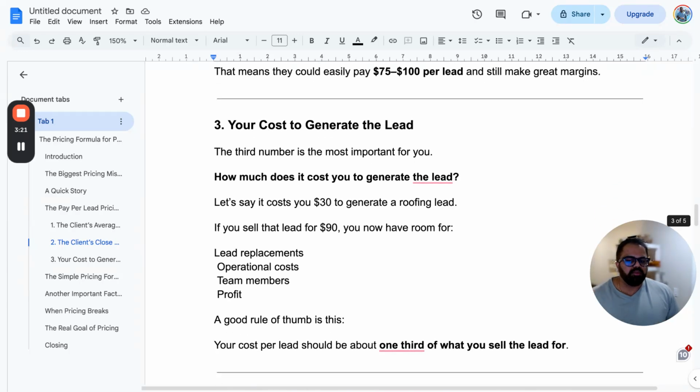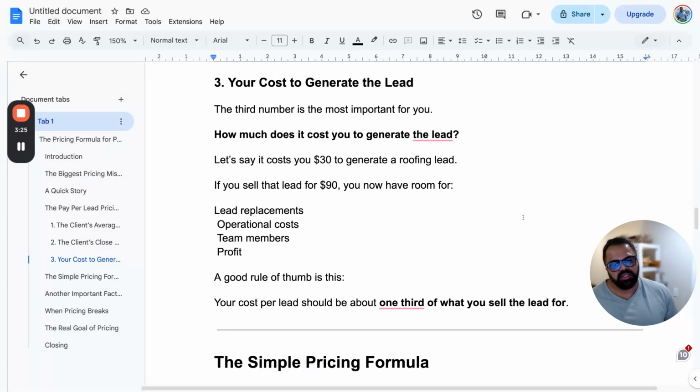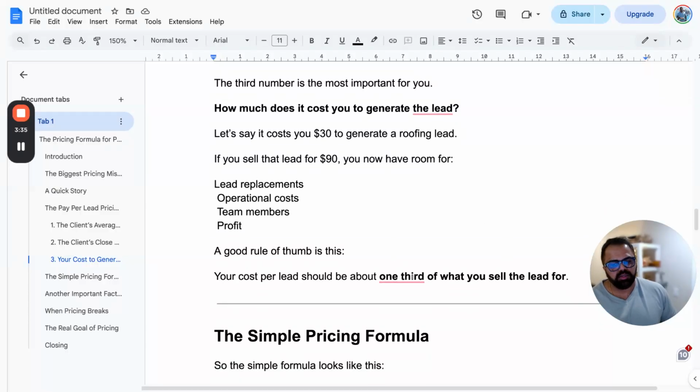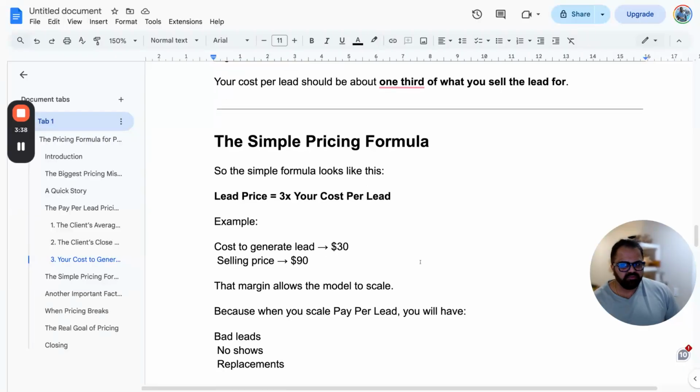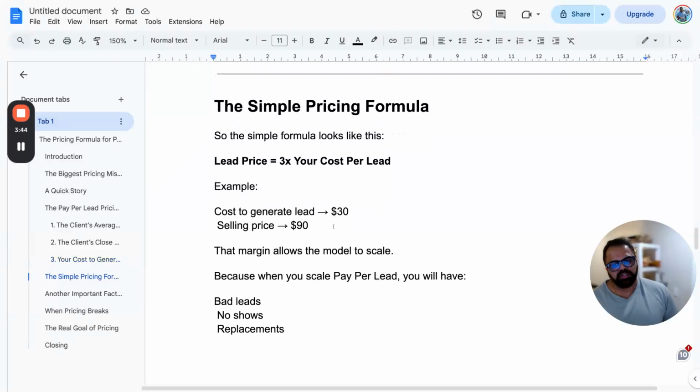A good rule of thumb is your cost per lead should be one third of what you sell it for. So if your cost is 30 bucks, sell it for 90. If your cost is 20 bucks, sell it for 60. If your cost is 100 bucks, sell it for $300. It's up to you. Simple pricing formula: lead price equals 3x your cost per lead. Example: cost to generate a lead $30, selling it for $90. The margin allows the model to scale.